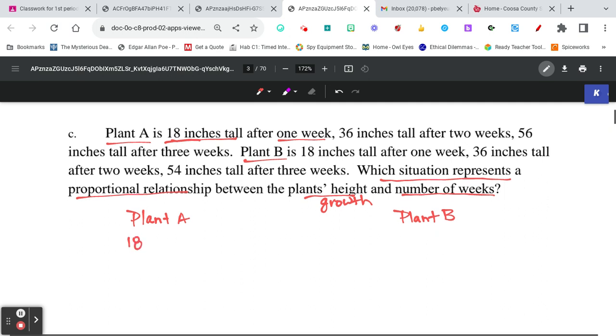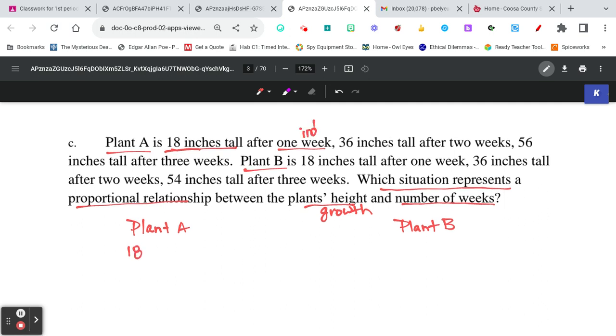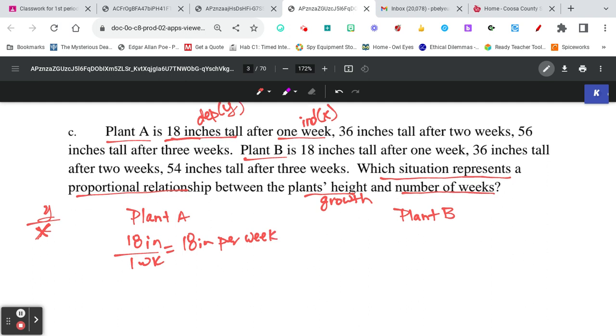So that's 18. And I know the week has to be my x because it's time. So the inches have to be my dependent. So just make sure you take your dependent or your y and divide it by your x, okay? All right, so that's 18 inches divided by 1 week. So basically that plant is growing 18 inches per week. What about 36 inches? That was after 2 weeks. So did it grow another 18 inches? Yes, it grew another 18 inches in that week.